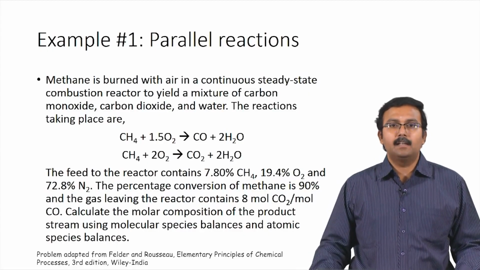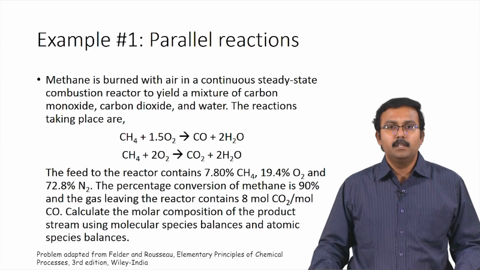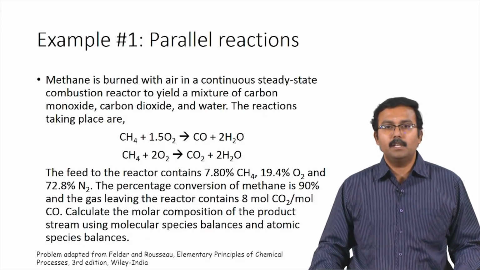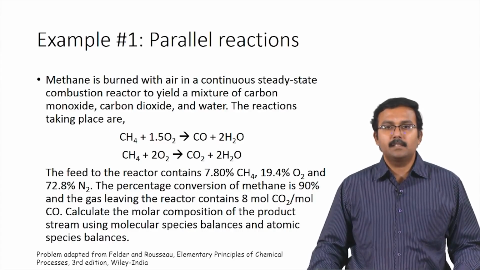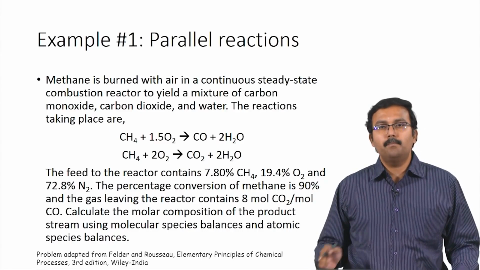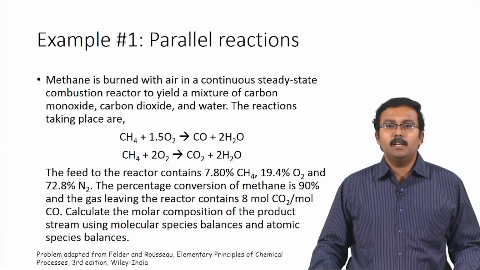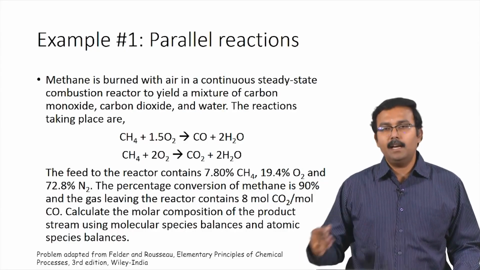Methane is burnt with air in a continuous steady state combustion reactor to yield a mixture of carbon monoxide, carbon dioxide and water. The reactions which are taking place are given as methane plus oxygen forming carbon monoxide and water, and methane plus oxygen forming carbon dioxide and water. The feed to the reactor contains 7.8% methane, 19.4% oxygen and 72.8% nitrogen. The percentage conversion of methane is 90% and the gas leaving the reactor contains 8 moles of carbon dioxide per mole of carbon monoxide. You are asked to calculate the molar composition of the product stream using both molecular species balances and atomic species balances.